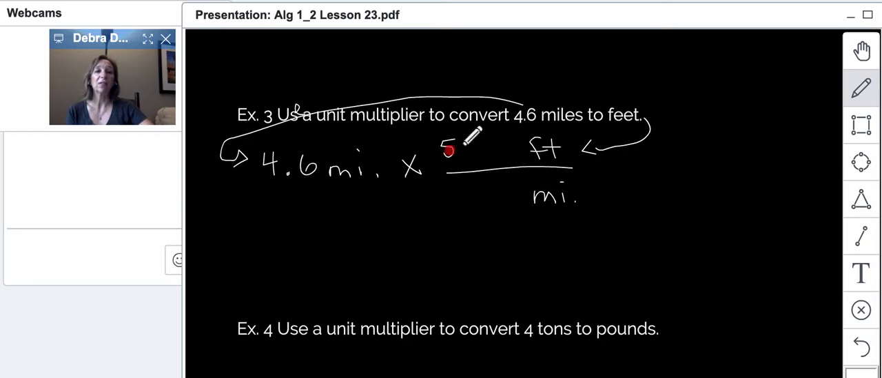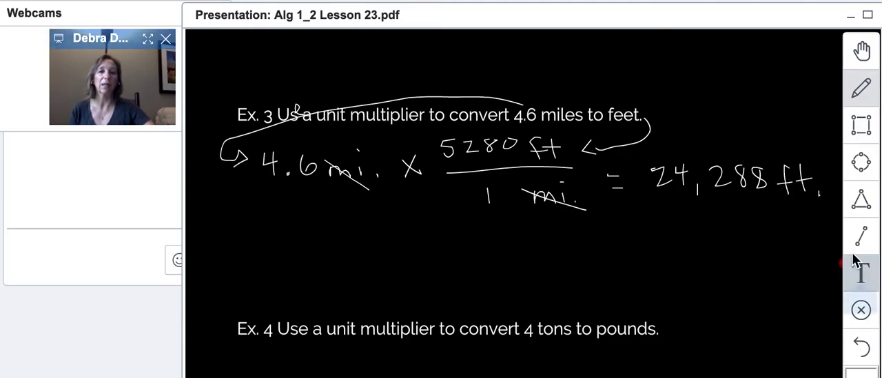It's 5,280 feet in 1 mile. Then you have to do the multiplication. 5,280 times 4.6 is going to equal, I used my calculator, cheated a little bit, 24,288. And make sure you get your units. Now the miles are going to cross out, and we're going to get feet for our unit. That's what we converted it into.